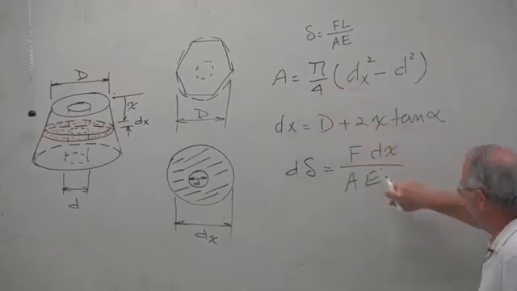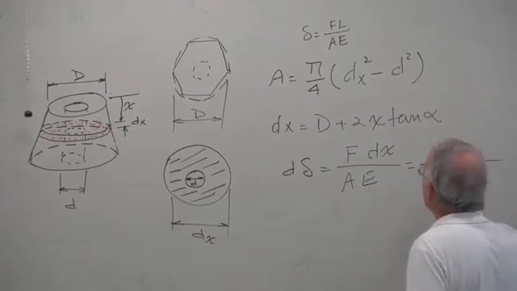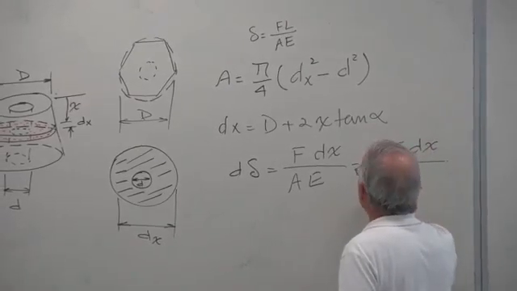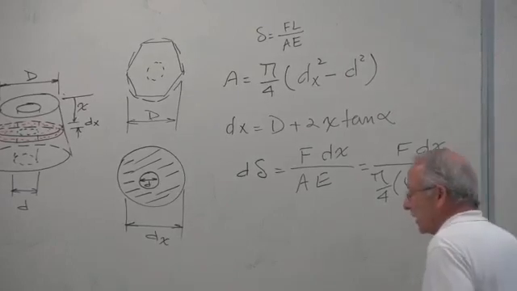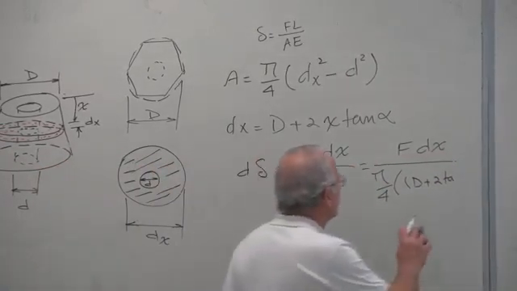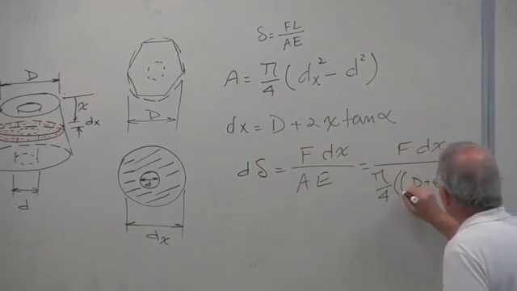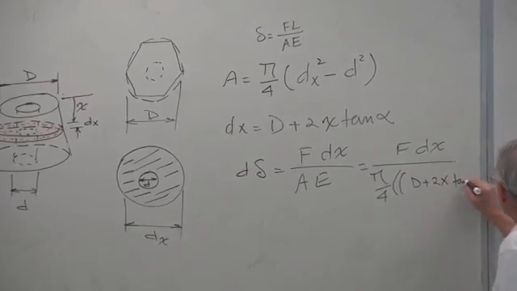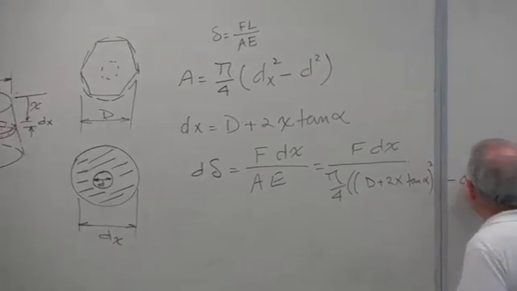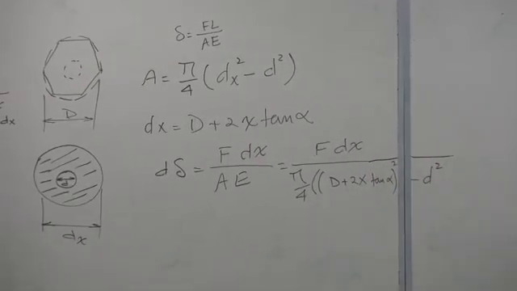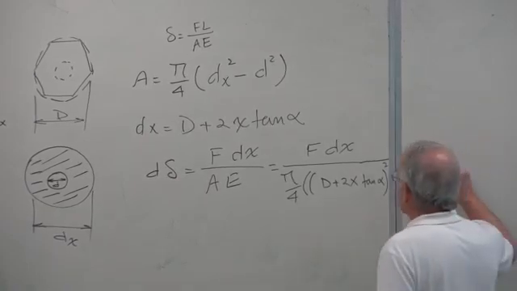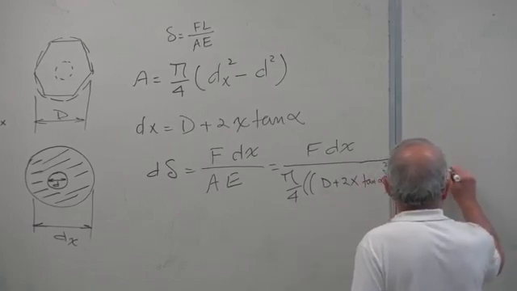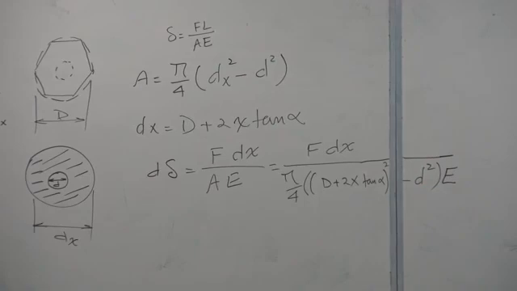We now substitute that over here. So we get F dx divided by pi over 4 times (d plus 2x tan alpha) squared minus d squared, all times E. And that's the increment of deflection.